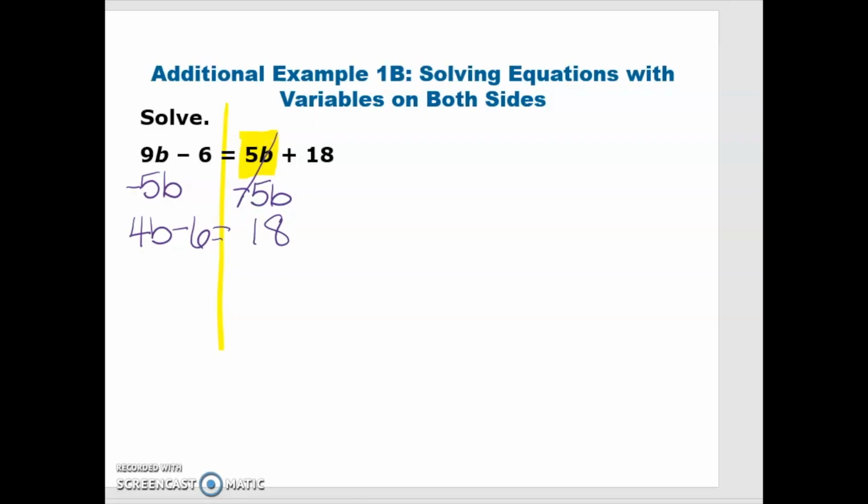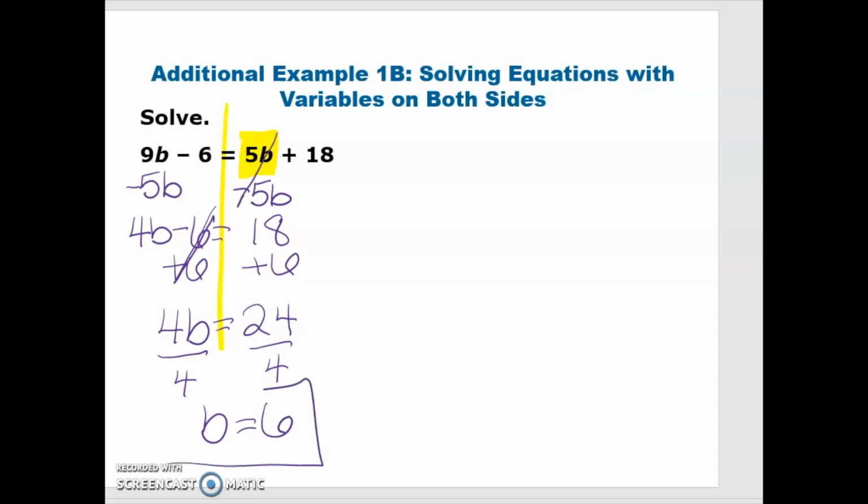Now it's a two-step equation. I see a minus 6, so the opposite would be a plus 6. Those cancel out. 4b equals 24. Gonna divide both sides by 4, and b equals 6. Remember, that's your answer.